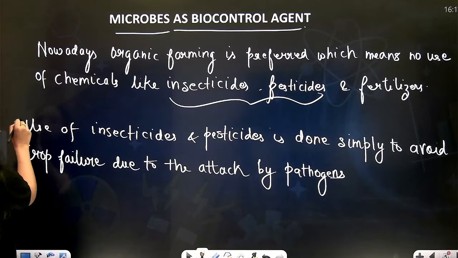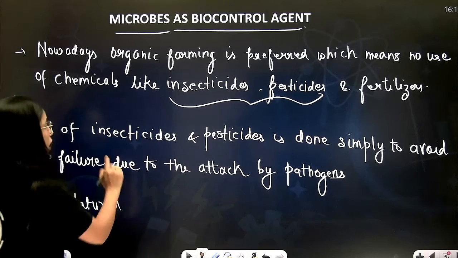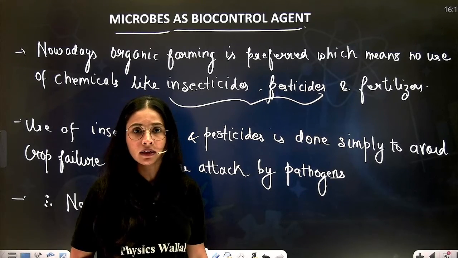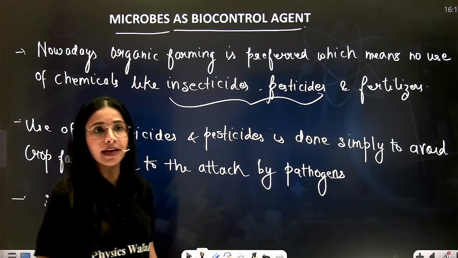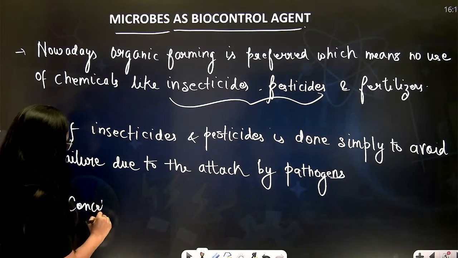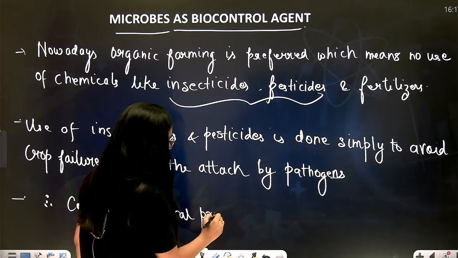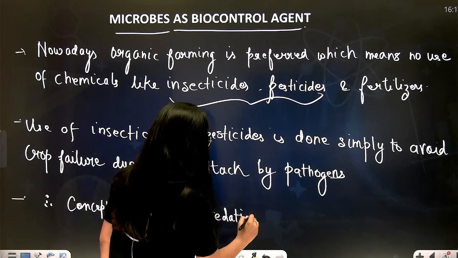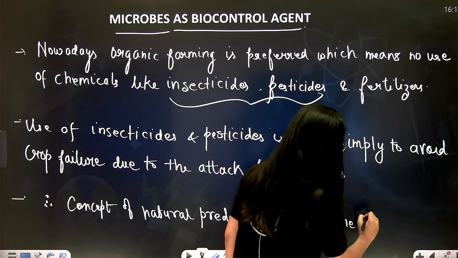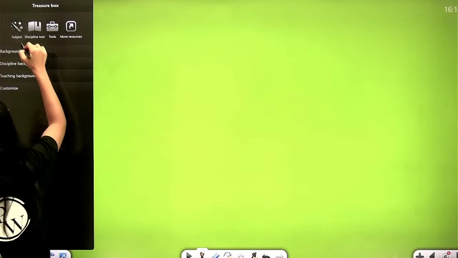Therefore, to avoid the use of insecticides and pesticides and parallelly to avoid crop failure, the concept of natural predation is used on the field. Let's see, what is this concept of natural predation?